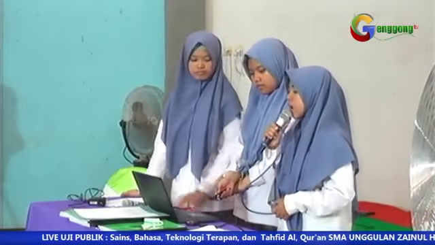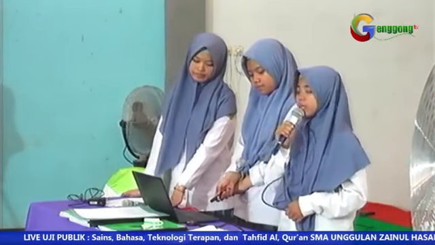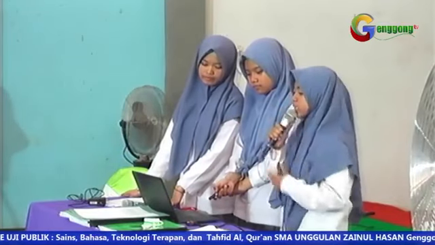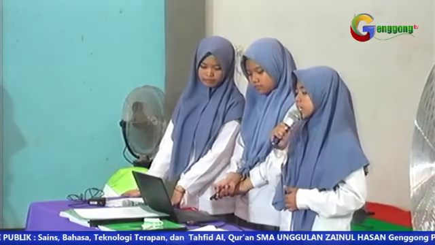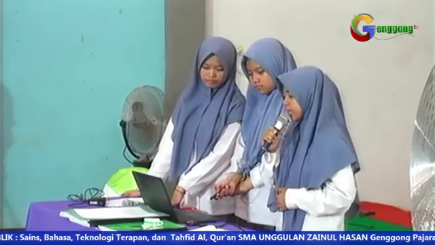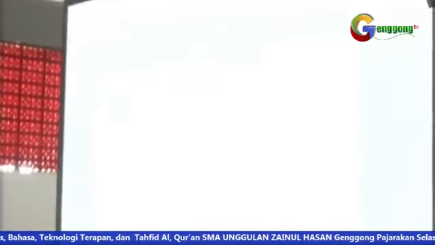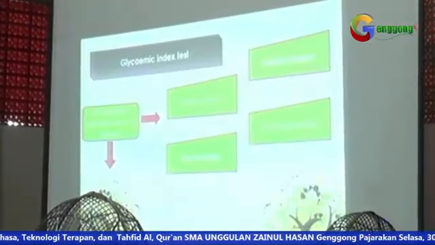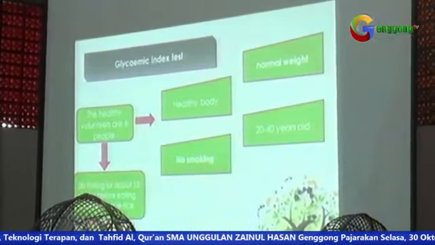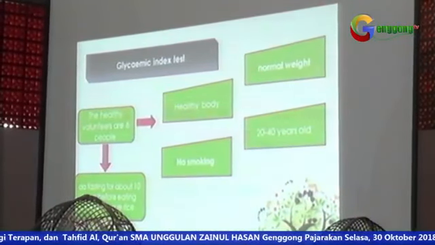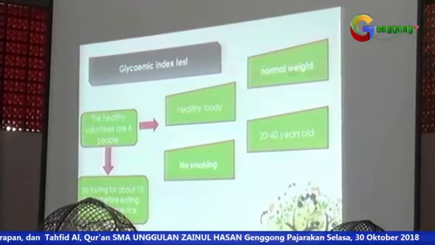The next is how to do the glycemic index test. The first process is we look for volunteers, 6 people. They must have a healthy body, normal weight, no smoking, and be 20 to 40 years old. After that, they must fast for about 10 hours before eating our product.